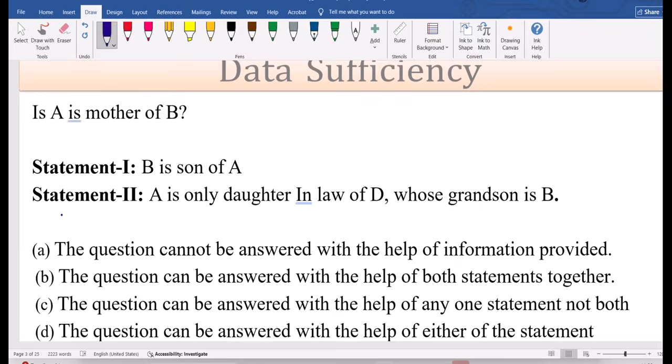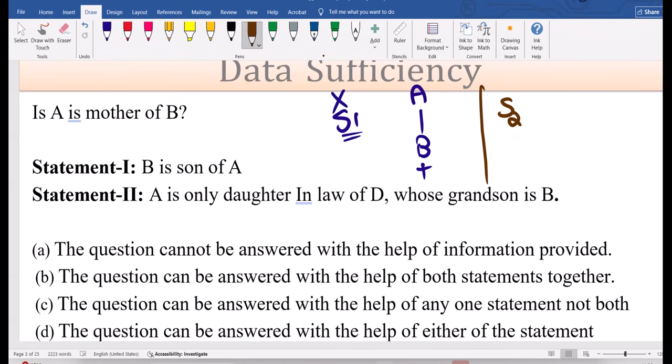If you go for statement 1 alone, I cannot decide. B is son of A. A may be father or A may be mother. One alone I cannot decide. Now 2 alone. A is only daughter-in-law of D. Daughter-in-law of D means D's son's wife. So your son's wife is daughter-in-law. A is only daughter-in-law of D.